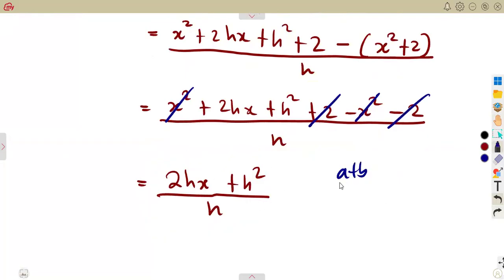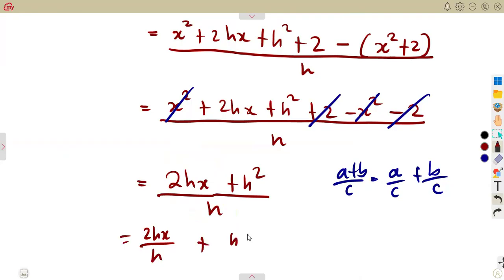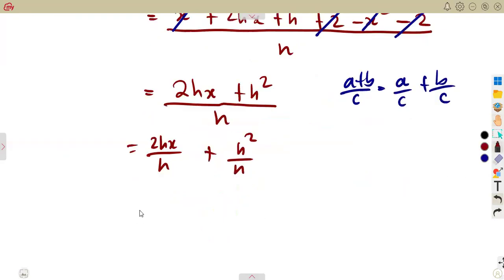Remember, a plus b over c can be given as a over c plus b over c. We can separate these terms, a over c, b over c. It's the same thing that we are given. We can separate these two terms over h: 2hx over h plus h squared over h. I want you to see what's going to happen here. That cancels, and we've got 2x plus, with this one and this one, you are remaining with h.